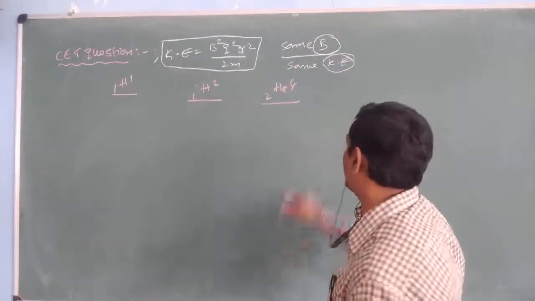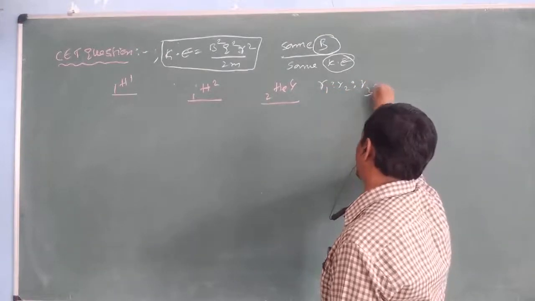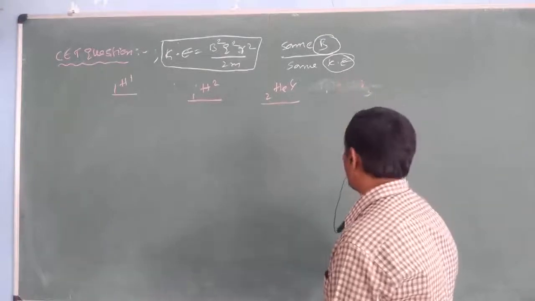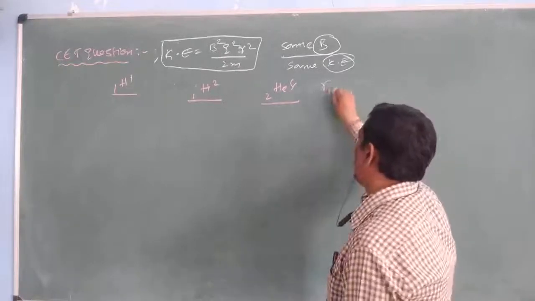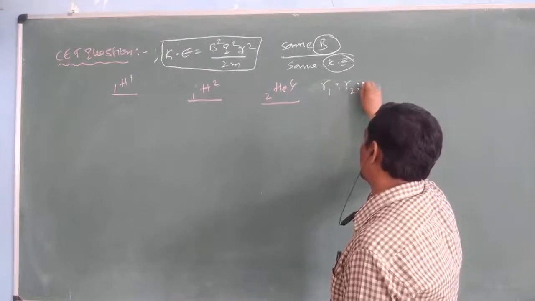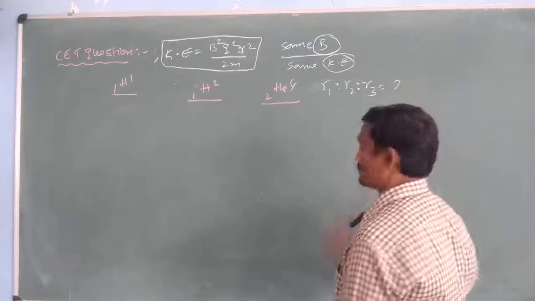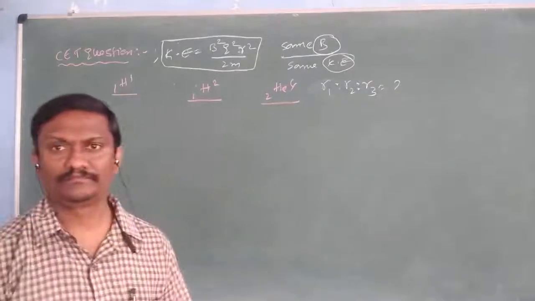Then calculate the radius ratio of these 3 charged particles. Calculate the radius ratio of these 3 charged particles. The radius of the first charged particle is R1, the second is R2, and the third is R3. But how to solve this problem?